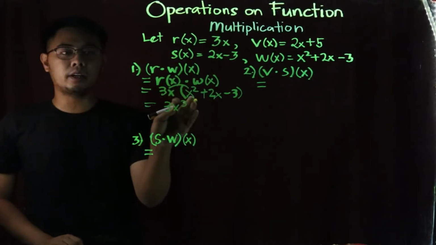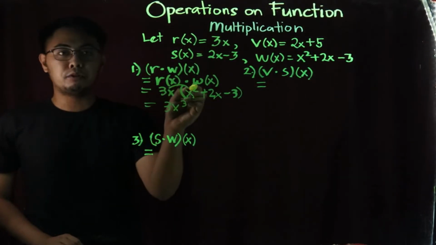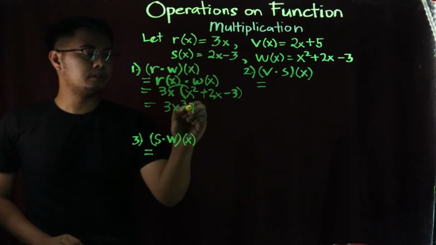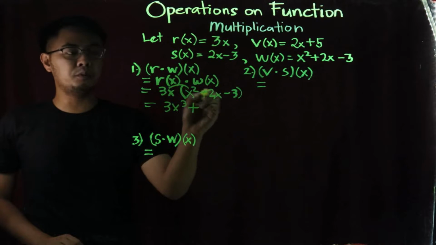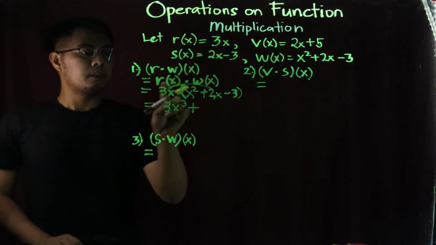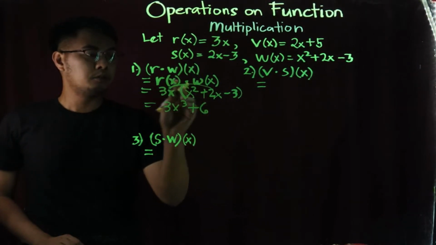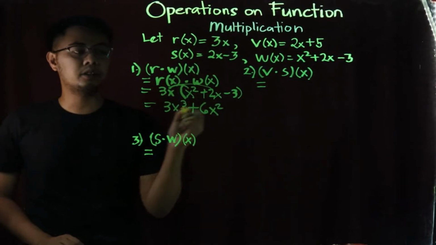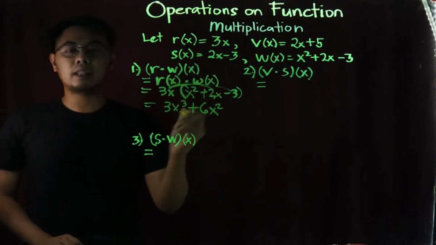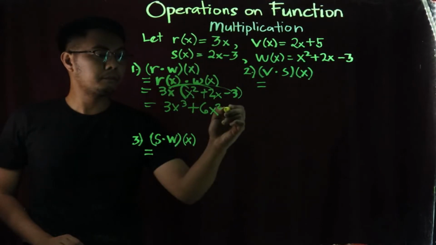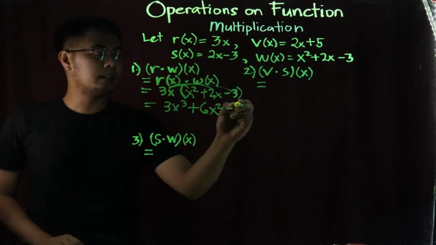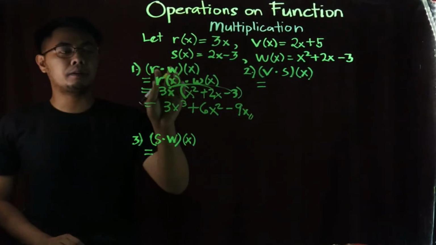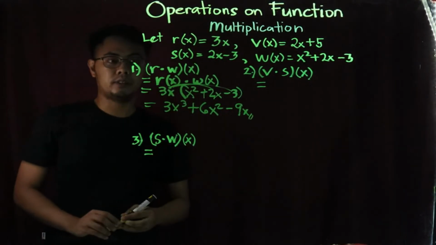Kapag nagmumultiply ka ng variable, i-add mo yung exponent. So ang exponent nito ay 1, 1 plus 2 is 3. Plus 3x times 2x, 3 times 2, that is 6. So sa exponent, 1 plus 1, that is 2. So magiging x squared. 3x times negative 3, that is 3 times 3, negative 9x. So this is now the product of r times w of x.